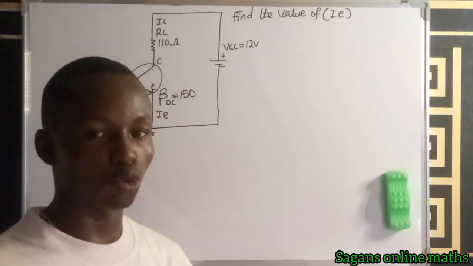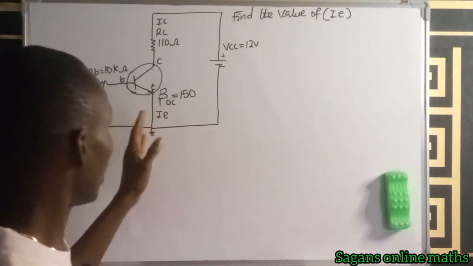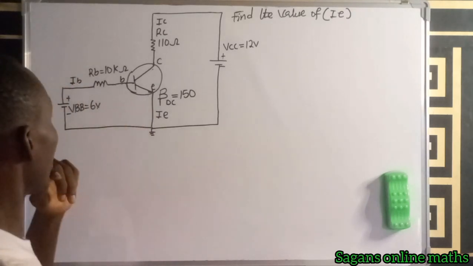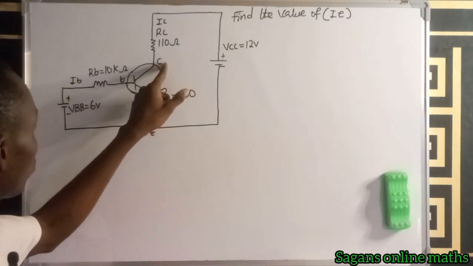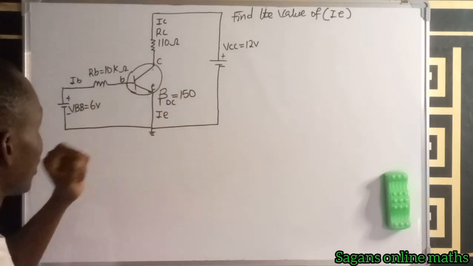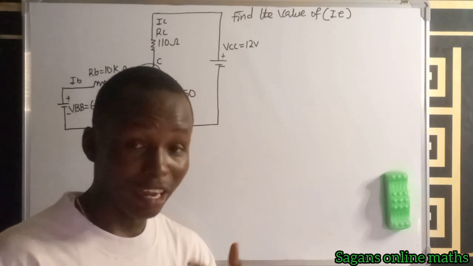Remember in your transistor, we have PNP transistor and NPN transistor. This is an NPN transistor, right? Now, at this point, this is our collector. This is our emitter and this is our base. But we are asked to find our IE. How are we going to find our IE?